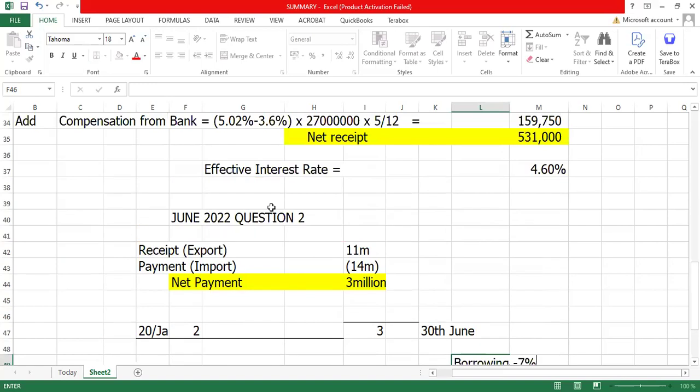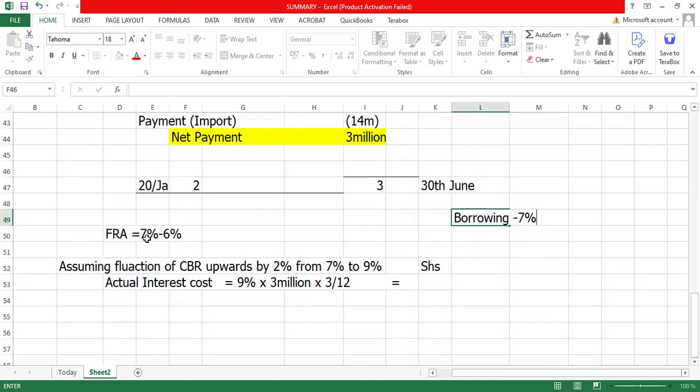So that's where this 7 and 6 will come in. If you are a borrower, then you agree that the rate should not exceed 7. If you are an investor, you agree that the rate should not go below 6%. If you are a borrower, the rate should not go beyond what? Beyond 7. So now we have fixed that the rate should not go beyond 7%.